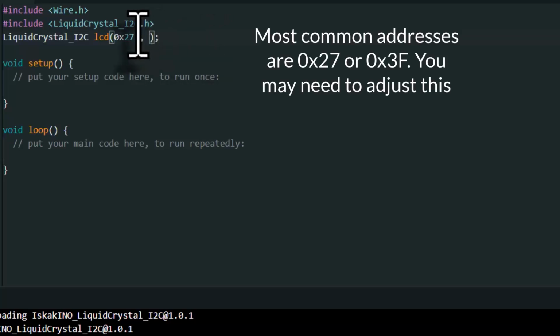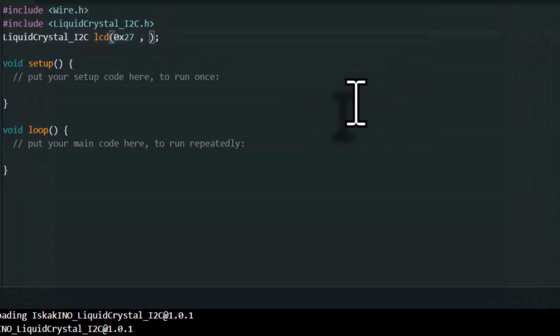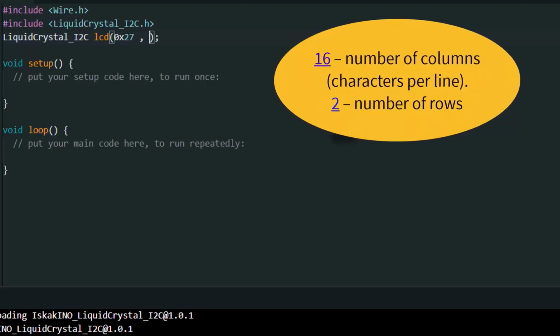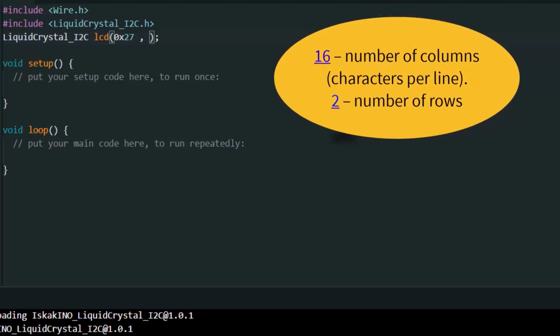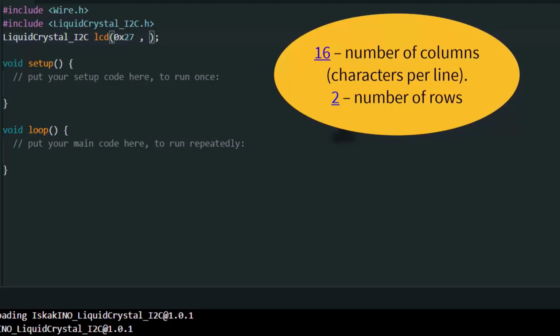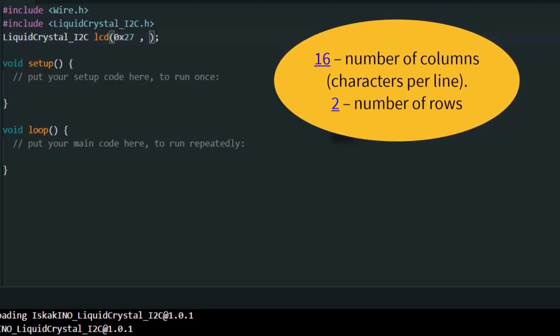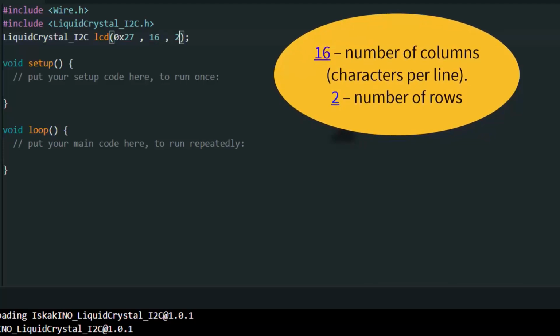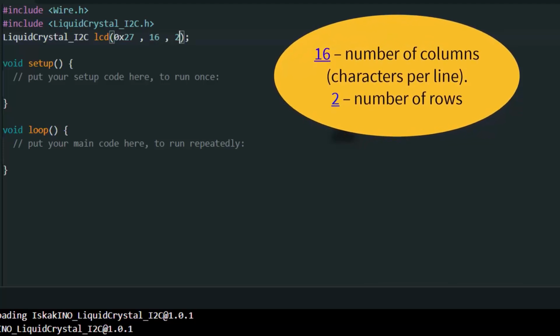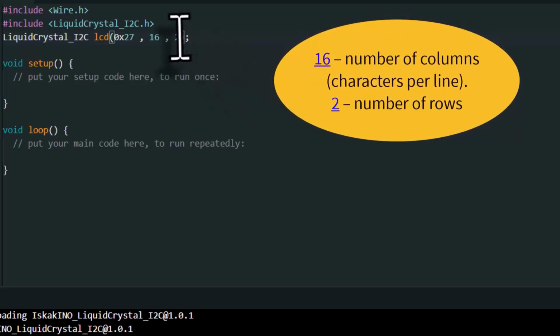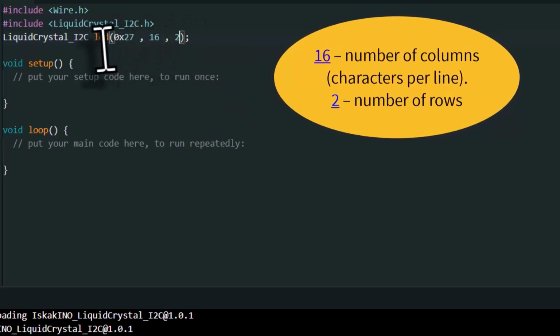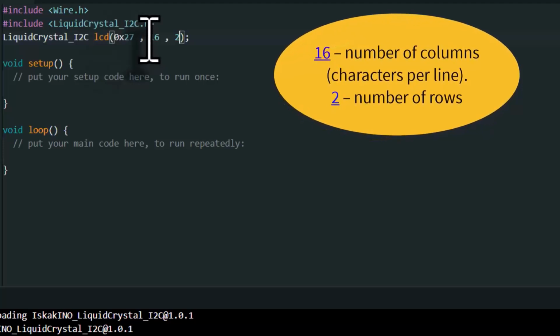I said three arguments. The first argument was for the address. What about the other two? The second argument is the number of columns, I mean the characters per line that you can see on your LCD. The third argument is the number of rows. As I told you when we were setting up the hardware, our LCD is 16 by 2. It means our LCD has 16 columns and 2 rows. These are the meanings of the three arguments that we pass to our object.